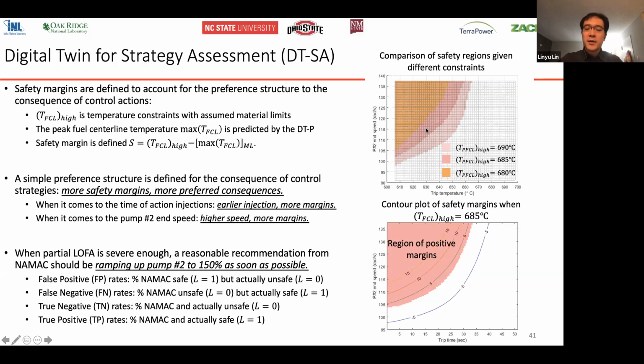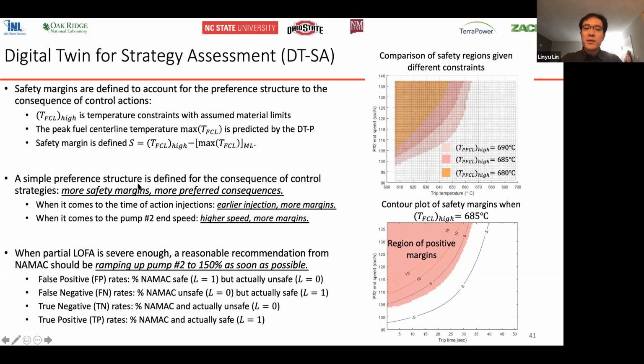And in here, you can see the different plots of the safety region, where you see the boundary of each shaded area. That is the safety limit surface. And here, different colors represent the safety margin with different constraints, different material limits.